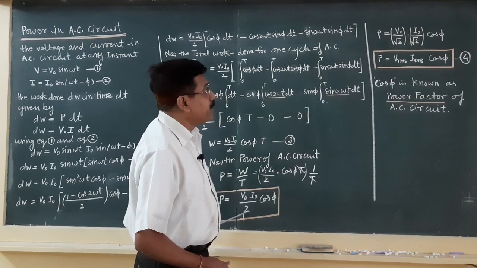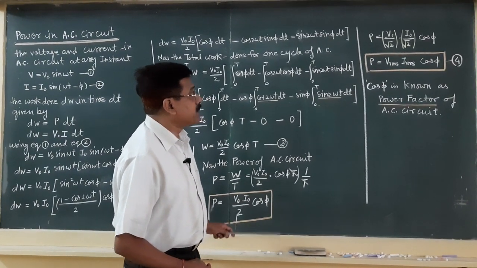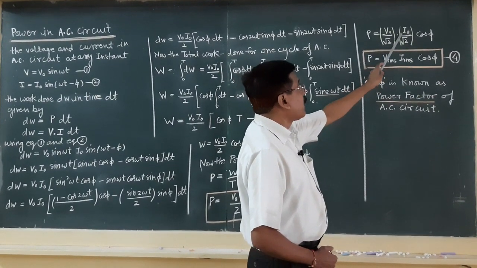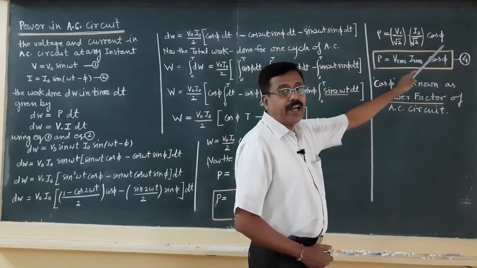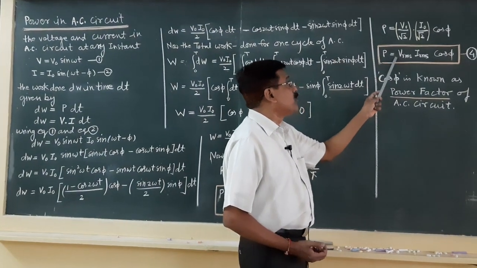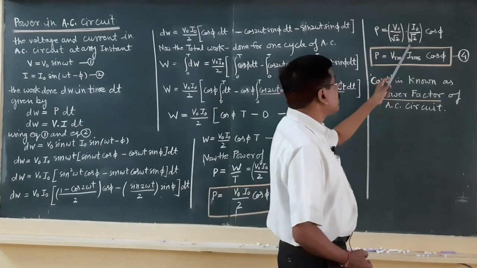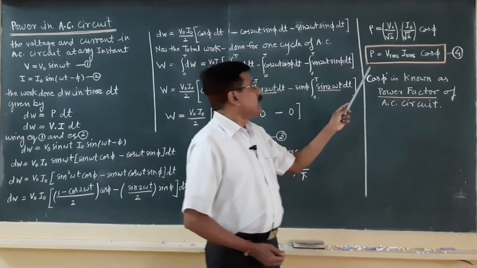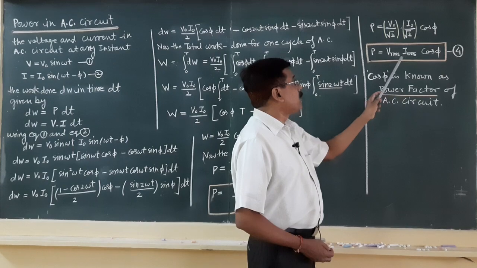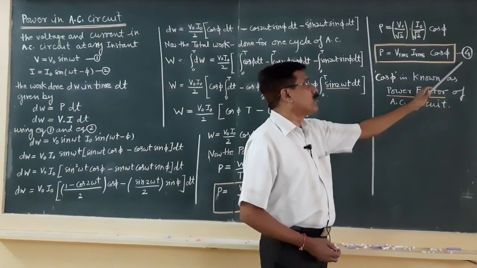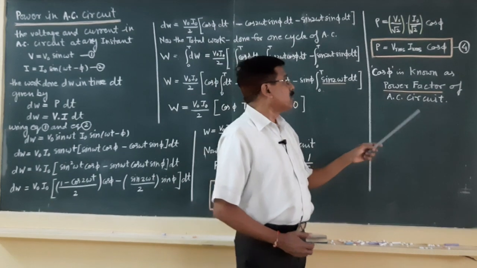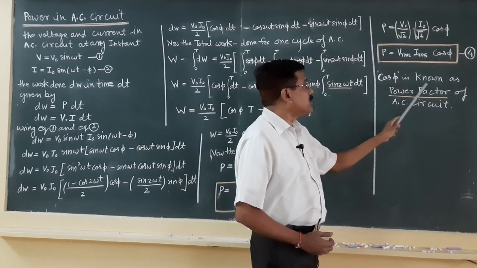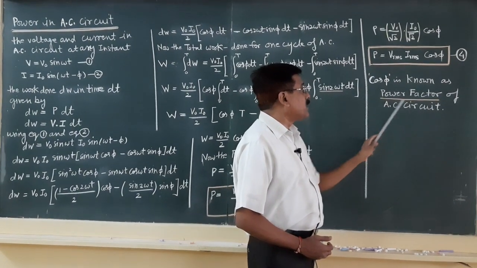Now, this 2 can be written as √2 × √2. Purposely we are writing the equation like P = (V0/√2)(I0/√2) cos φ, and we know V0/√2 is the Vrms of AC. Similarly, I0/√2 is Irms. So, in terms of the RMS values of voltage and current, we have the formula for power P = Vrms Irms cos φ, equation number 4. The important term we find with this derivation is cos φ, which is known as the power factor of the AC circuit.